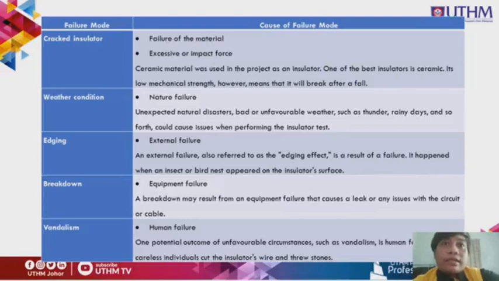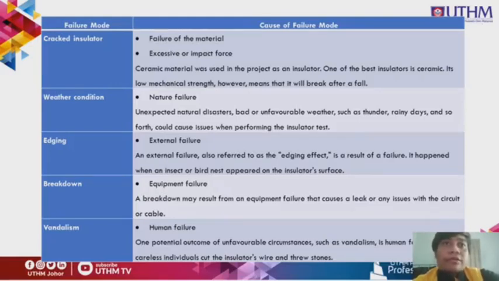And second, weather condition. This is because of natural failure. Unexpected natural disasters, bad or unfavorable weather, such as thunder, rainy days, and so forth, could cause issues when performing the insulator test. And then aging. The cause of this failure is external failure. An external failure, also referred to as the aging effect, happens when an insect or bird nest appears on the insulator surface.